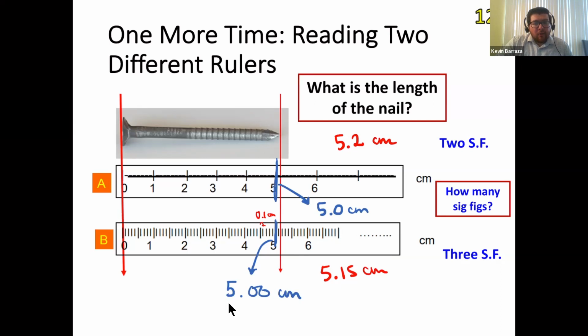When in doubt, you can always go back to the practice of just counting the tick marks: 4, 4.1, 4.2, 4.3, all the way to 5.0, and then 1 more decimal place, an extra 0. Phew.